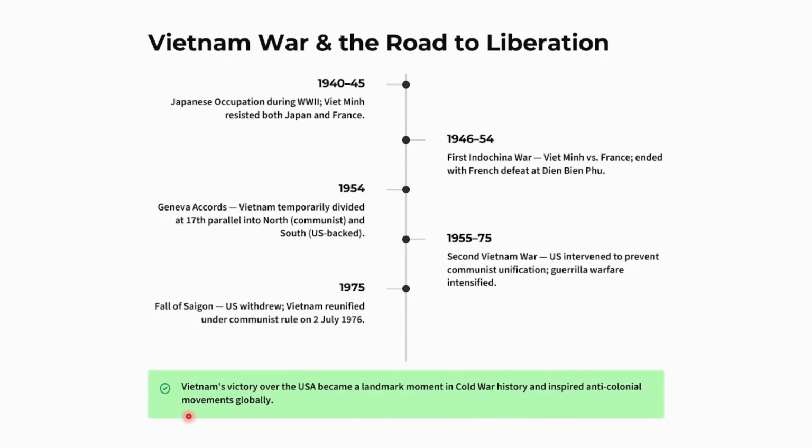Okay, so Vietnam War and the road to liberation. So 1940 to 45, Japan occupied Vietnam during World War II, whereas Vietnam resisted both Japan and France. In 1946 to 54, the First Indochina War, Vietnam versus France, ended with French defeat at Dien Bien Phu. Okay, in 1954, Geneva Accords. So Vietnam was temporarily divided at the 17th parallel into the communist North and the US-backed South.